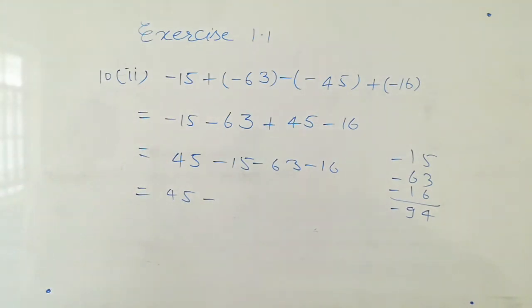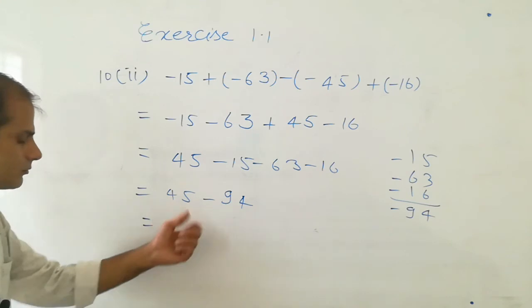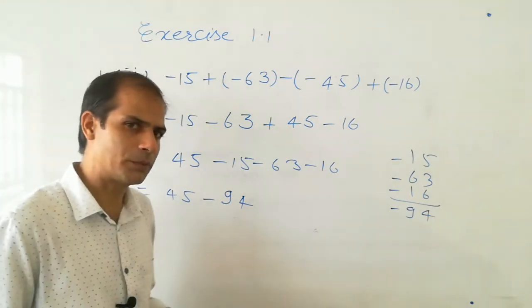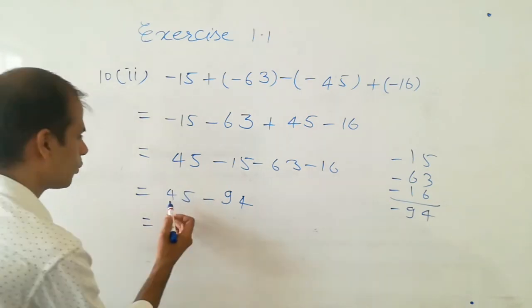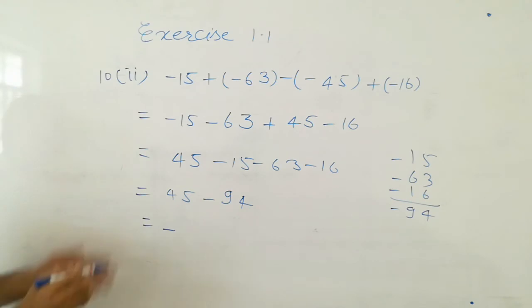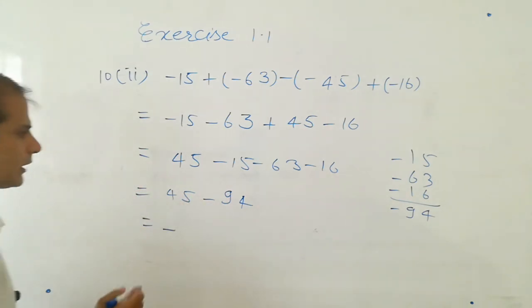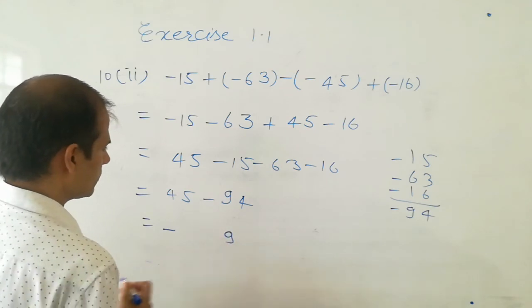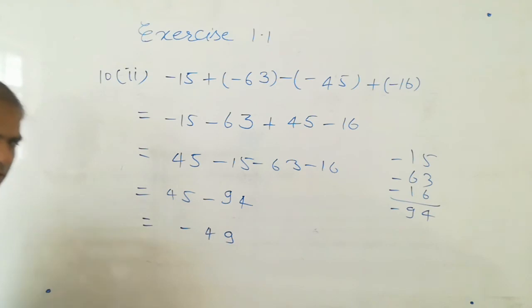Okay, so it is minus 94. Again there are opposite signs. You will perform subtraction and the sign will be according to the bigger number. So this is the bigger number, negative, so the answer will be negative. Now find the difference of these numbers. So 94 minus 45, it is minus 49. So the answer is minus 49.